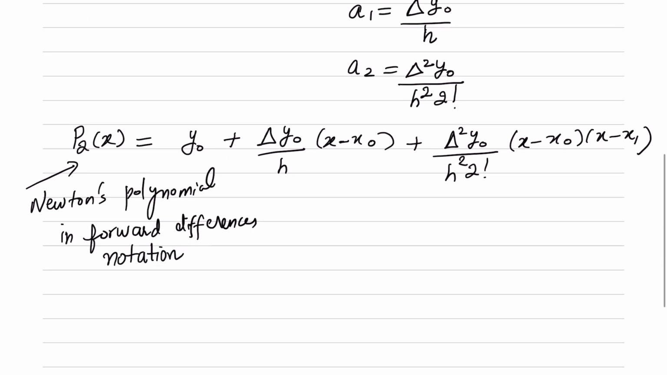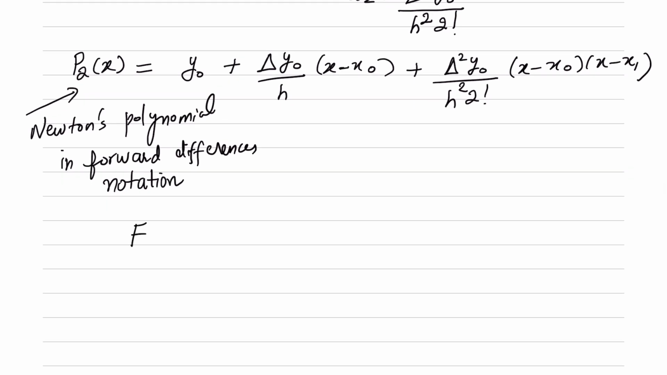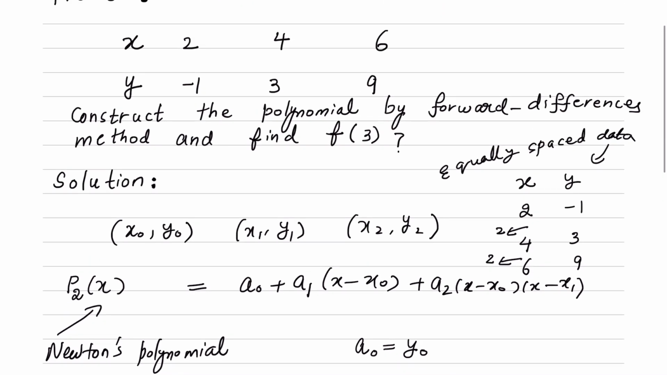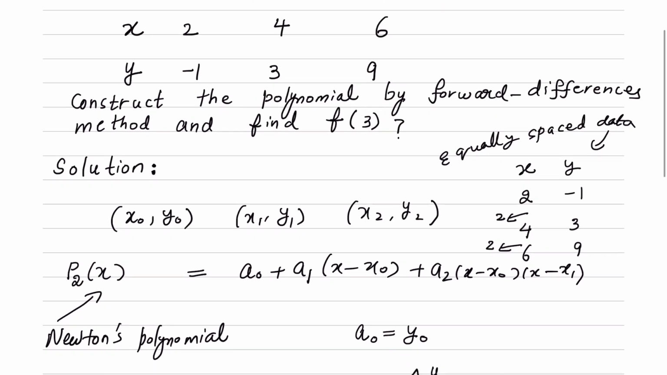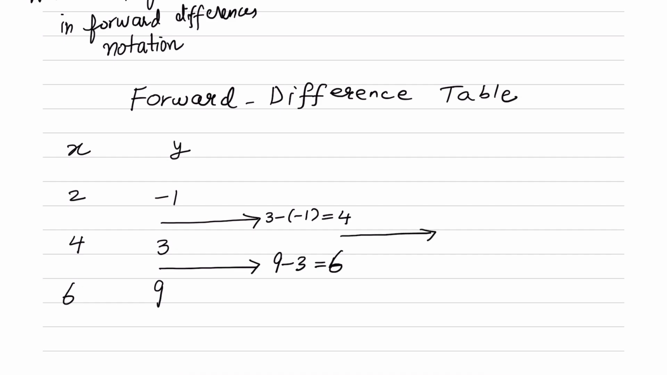Now we have to plug in the forward differences values and x values in this polynomial on the right hand side. For this we will construct a forward difference table. We have the x values 2, 4, 6 and y values -1, 3, 9. Let's calculate the differences. Between -1 and 3, you calculate 3 minus -1, which is 4. Between 3 and 9, you calculate 9 minus 3, which is 6. Between 4 and 6, you calculate 6 minus 4, which is 2.